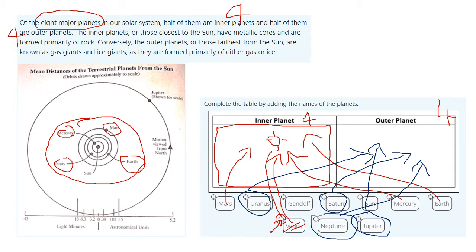It does not say that you have to use all of the answers. In fact, there are 2 answers that you did not need to use. Gandalf is not the name of a planet, and the Sun is the name of a star, not a planet. So be careful. Sometimes you don't need to use all of the options. Sometimes there are extra answers there to try and confuse you.